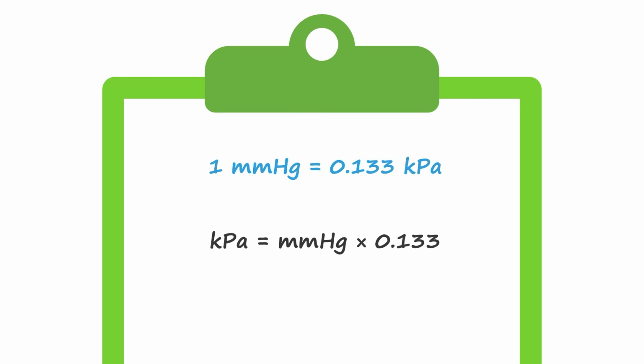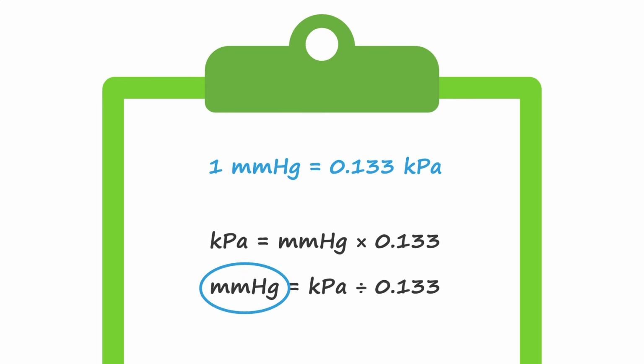To convert between the two, remember that 1 millimeter of mercury equals 0.133 kilopascal. To go from millimeter of mercury to kilopascal, multiply by 0.133. And to go from kilopascal to millimeter of mercury, divide by 0.133. In this Medmastery course, we'll stick with millimeters of mercury, but knowing this conversion is helpful since you'll encounter both units in different contexts.